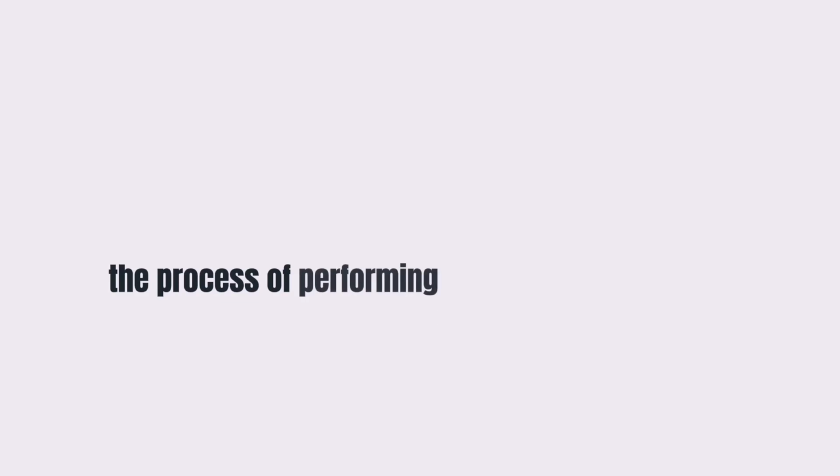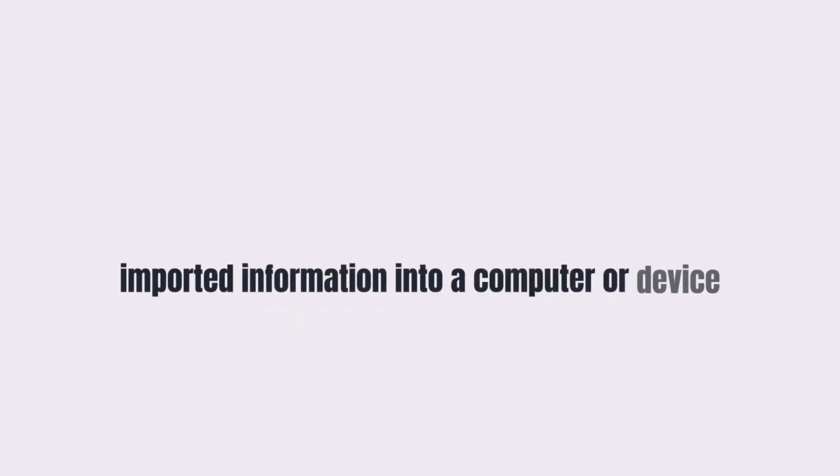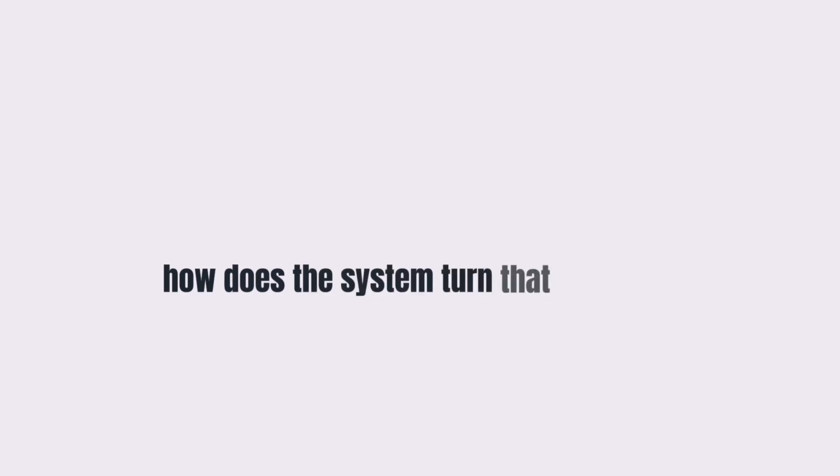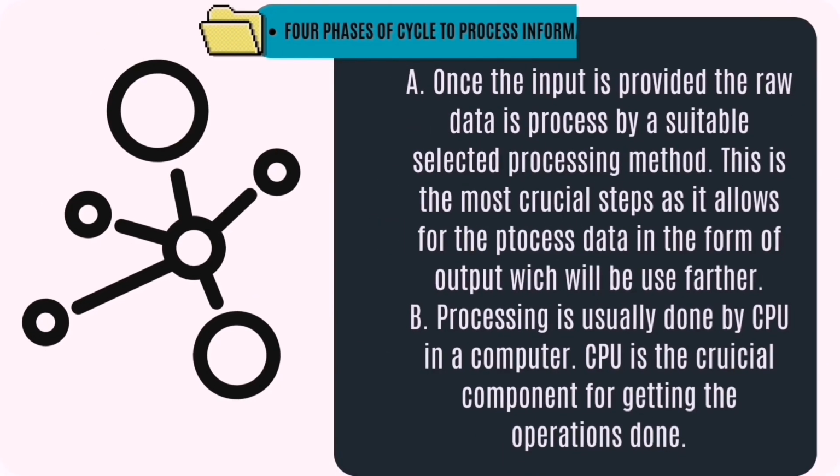Processing is the process of performing operations on the data. What happens after you've inputted information into a computer or device? How does the system turn that raw input into something useful or meaningful? Once the input is provided, the raw data is processed by a suitable or selected processing method. This is the most crucial step as it produces the processed data in the form of output which will be used further. Processing is usually done by a CPU in a computer. The CPU is the crucial component for getting the operations done.